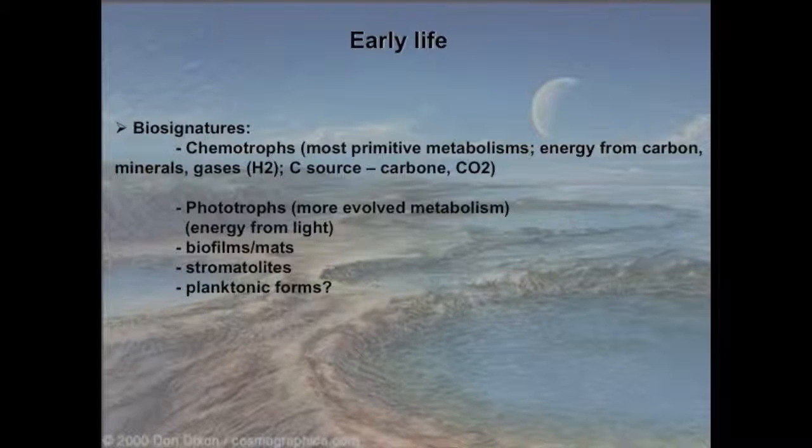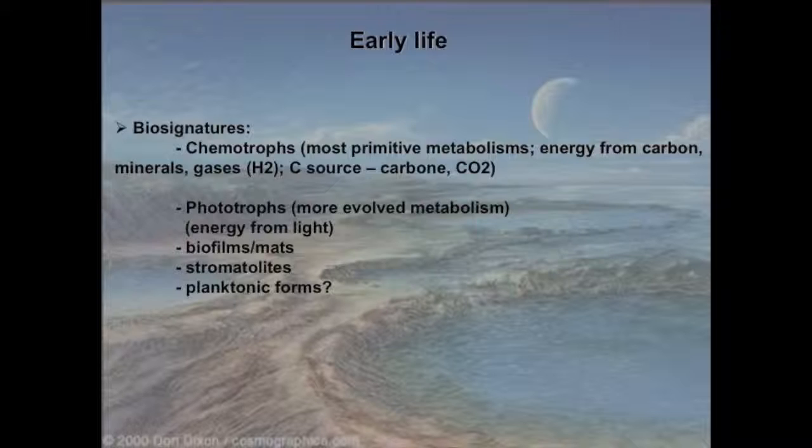But then we also see evidence for phototrophs. As I mentioned before, phototrophs have a more evolved metabolism. They probably appeared on Earth later than the chemotrophs. They obtain their energy from light. They form biofilms and mats, stromatolites, these 3-dimensional structures, and they can also be found in the planktonic form, in the upper layers of the water column. They need light, so they form only where there is sufficient light. And these are the main organisms.